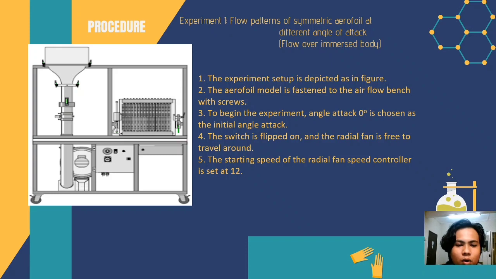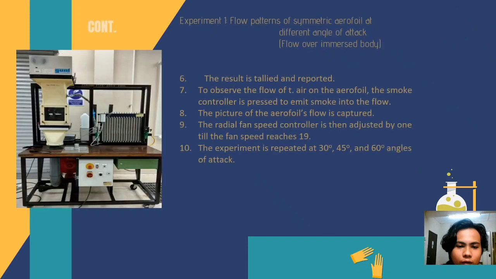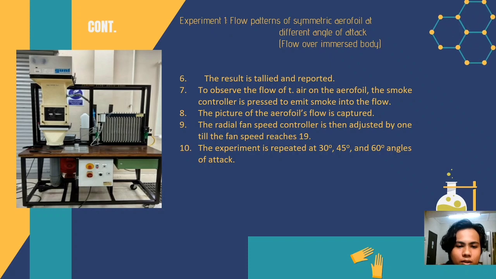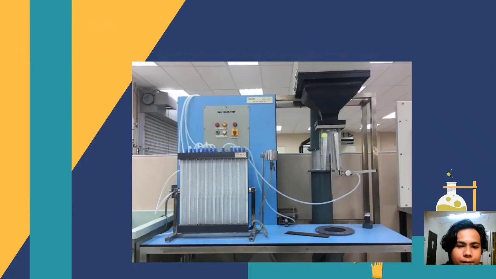The switch is flipped on and the radial fan is free to run. The starting speed of the radial fan speed controller is set at 12. The result is tallied and reported. To observe the flow of air over the aerofoil, the smoke controller is pressed to emit smoke into the flow. The pressure of the aerofoil flow is captured. The radial fan speed controller is then adjusted until the fan speed reaches 19. The experiment is repeated at 30 degree and 45 degree angles of attack.